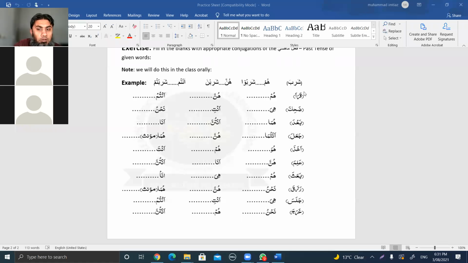In this way, you first try to just recite the whole chart by using these words. For example, if I make the whole chart for akhaza, it will be akhaza, akhazu, akhazat, akhazata, akhazna, akhazta, akhaztuma, akhaztum, akhazti, akhaztuma, akhaztunna, akhaztu, akhazna. In this way, I made the whole Madi chart, but instead of using Nasara, I use Akhaza. In this way, please, all of you, practice the Madi chart by using these words.